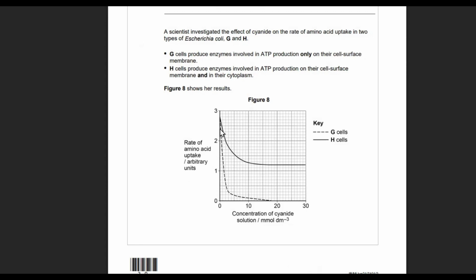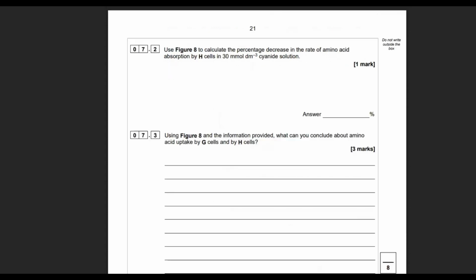We can see here that the H cells, which can do it on their membrane and their cytoplasm, as you increase the cyanide, yes, they're not able to take in amino acids as well, but they get to a point where they can always take some amino acids in, even if it plateaus there. Whereas here, the rate of amino acid uptake in these cells, which only make ATP on the cell surface membrane, drops rapidly and then goes non-existent at about 18 millimole per decimeter cubed of cyanide. Okay, let's get on and have a look at the question.